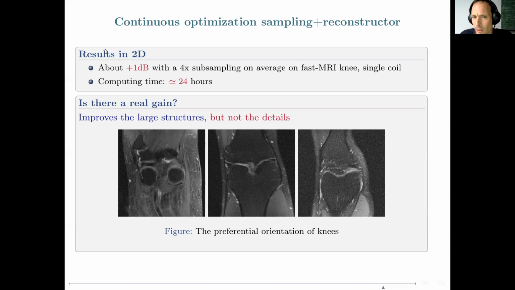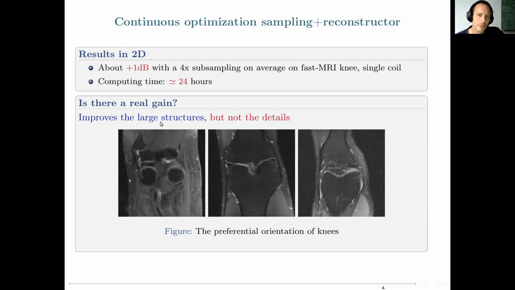So we are now in the process of evaluating the results more seriously. And so, as I said, we have a gain of about a decibel on the fastMRI challenge with a single coil, which is significant. And the computing time was about 24 hours to obtain this result. So this is nice. But then we wonder, is there a real gain?